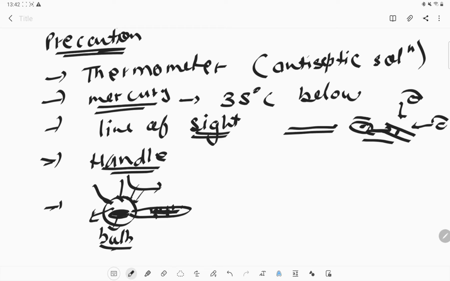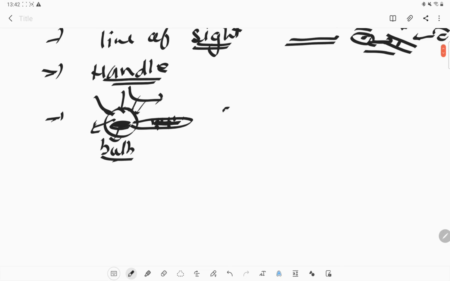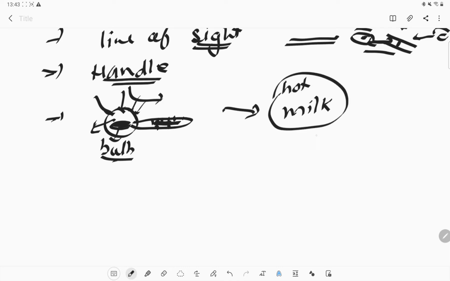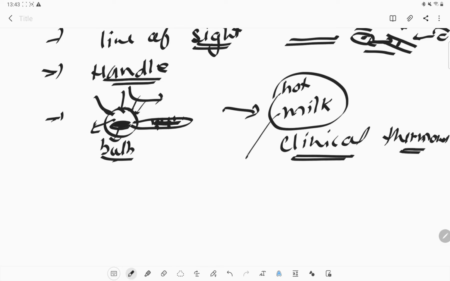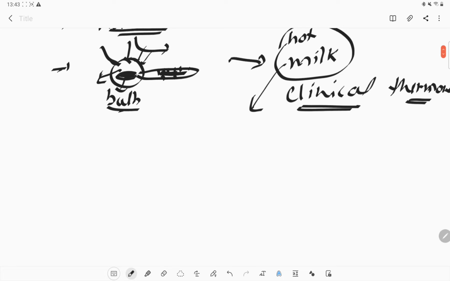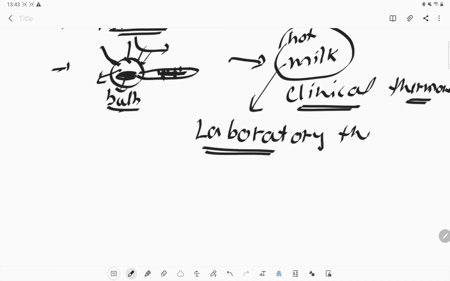So can we say that we can even measure hot milk? Say we have hot milk in a beaker. Can we measure that temperature with a clinical thermometer? No, we cannot. With a clinical thermometer, we can only measure the temperature of a human body. Okay, for measuring very hot substances, we require another type of thermometer, which is the laboratory thermometer. We use these thermometers in the laboratory, not in clinical conditions.